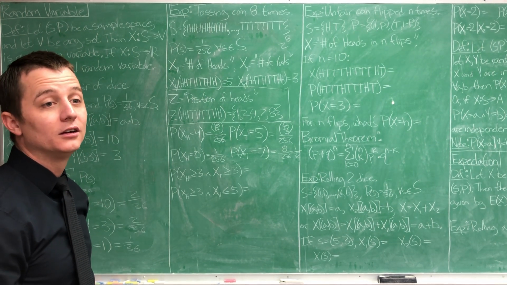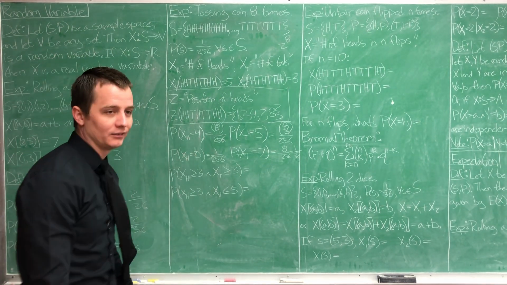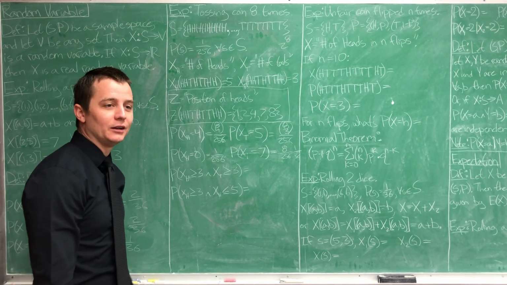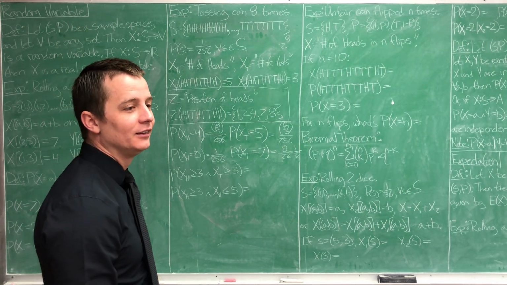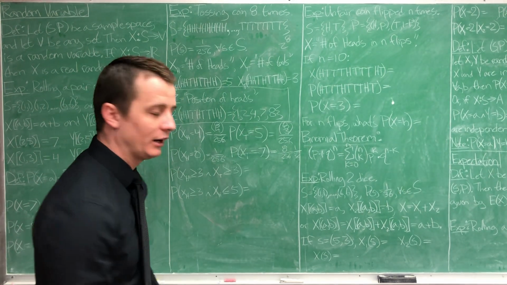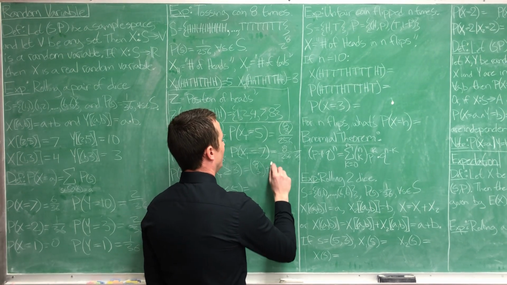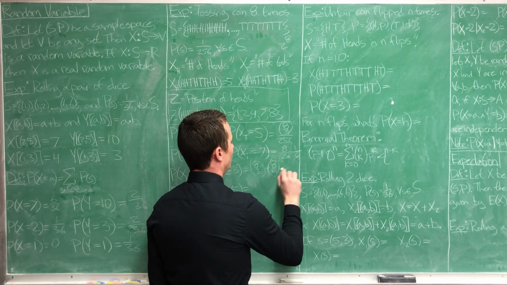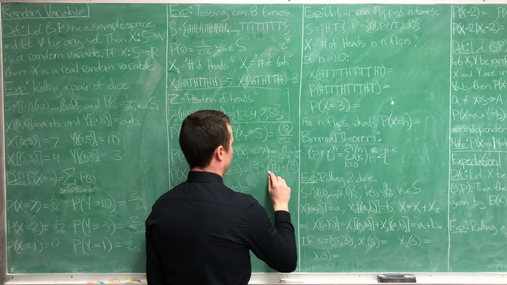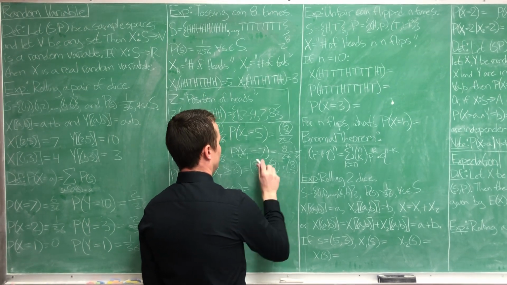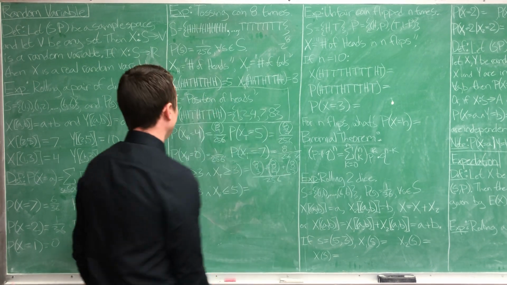8 choose 3. 8 choose 3 would be exactly 3 heads. Oh, I forgot that. Plus 8 choose 4, plus 8 choose 5. Wonderful. There's going to be 8 choose 3 plus 8 choose 4 plus 8 choose 5, all over 256. How did you get that?